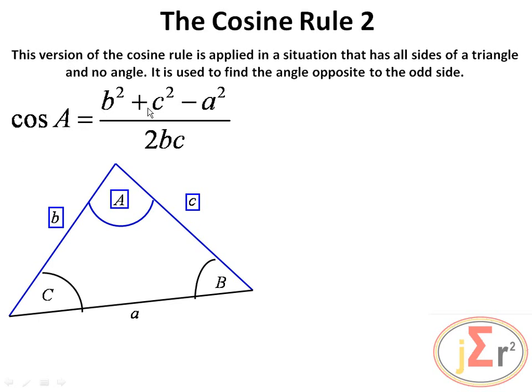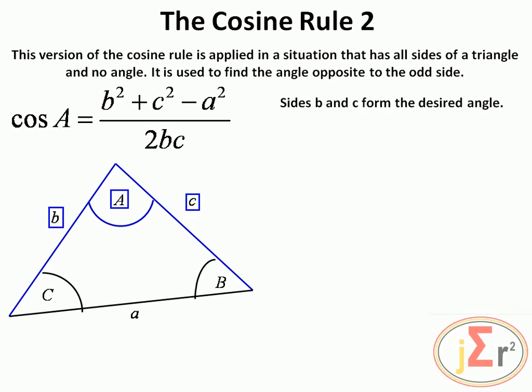Cosine A is equal to b squared plus c squared minus a squared over 2bc. So what do we notice? We notice that b squared plus c squared is in the numerator. They are added, so they have something in common. Their signs are the same. Also, b and c appear in the denominator. Therefore, we are realizing from our experience now that b and c are closely related. A is therefore odd and is the odd one out. So A is the one that we call odd.